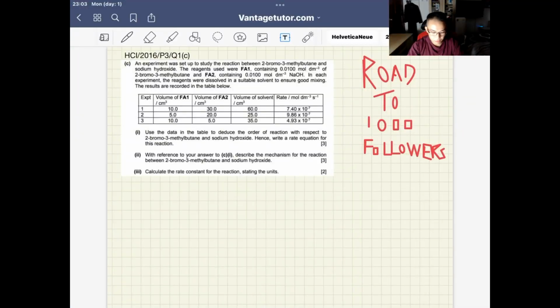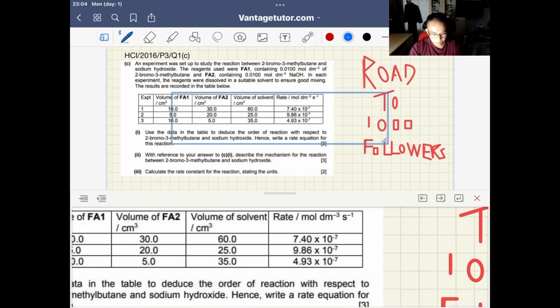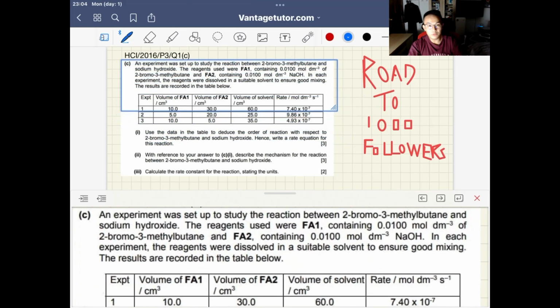Right, so this question is your typical reaction kinetics question. Maybe not so typical. Let's see. Now, this is something that's very familiar to most students, where you have a table of volume of Fa1, Fa2 with a solvent, and they tell you the rate of the reaction that they get. Then from there you're supposed to deduce the order of reaction.